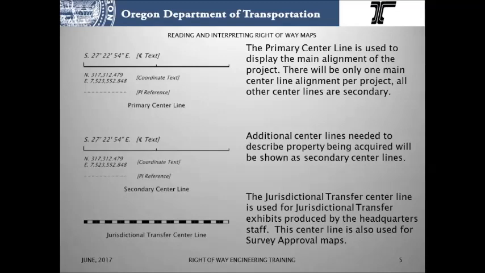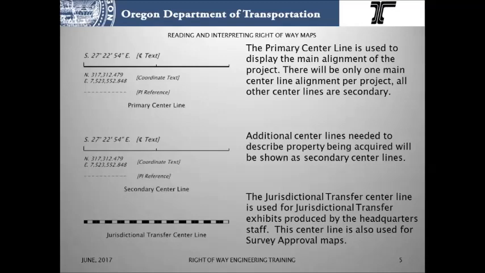There will be only one primary center line on a map. This is used to display the main alignment of the project, and all the other center lines on there that we're acquiring from will be a secondary center line. Now, the center lines are common. You're going to see bearing text, coordinates for the PIs. A little dotted line is called a PI reference. You see that a little later on. They're all common fonts between the center lines.